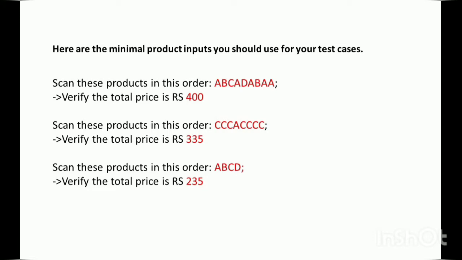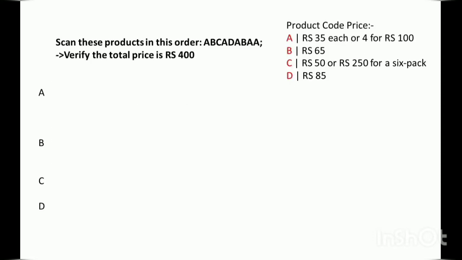So let's see. First of all, the first string, that is ABCADABAA. Product code prices are on the right side. The first step is we have to calculate how many times A is in this string. There are 5 A's in our first string: A, B, C, after A it's 2, D, A 3, B and double A 5.